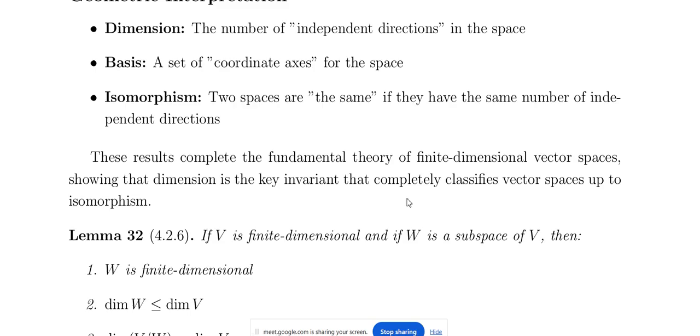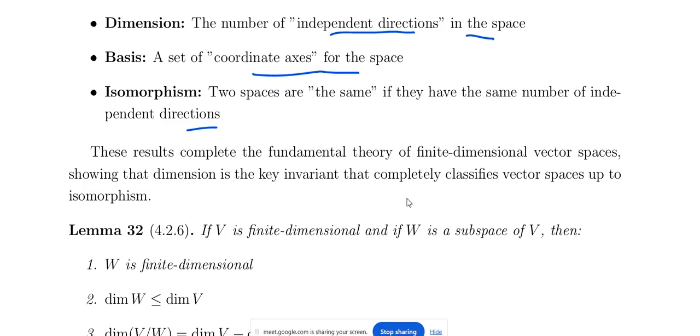The basis is the set of all coordinate axes for the space. Dimension is the number of independent directions in the space. If two spaces are isomorphic, they are the same in structure: they have the same number of independent directions. Being the same structure-wise is called isomorphism.